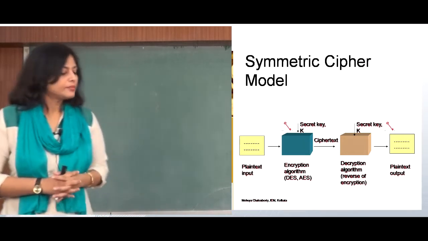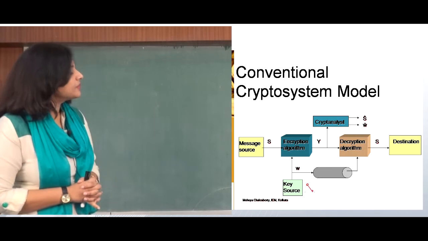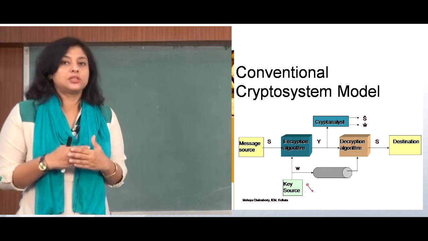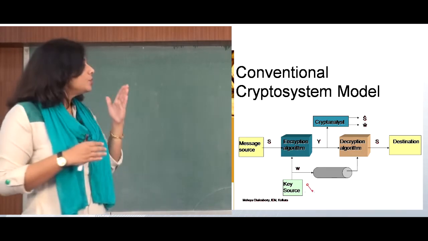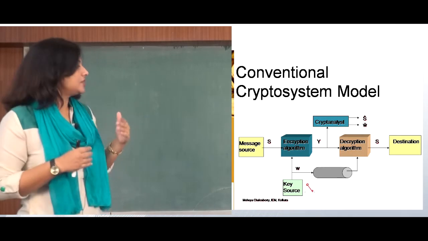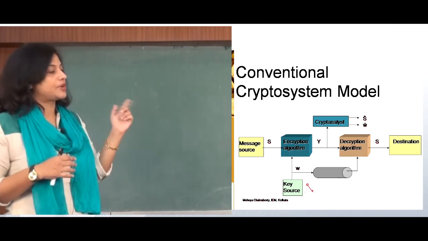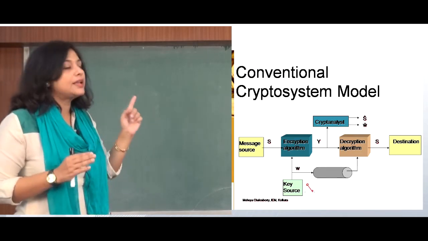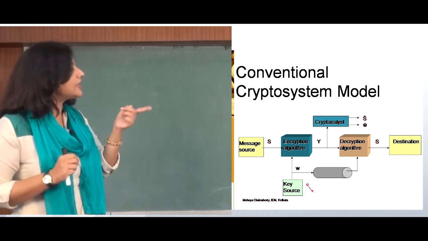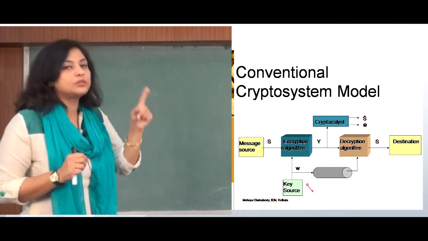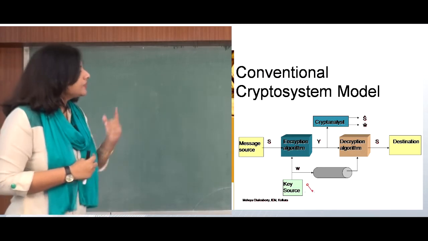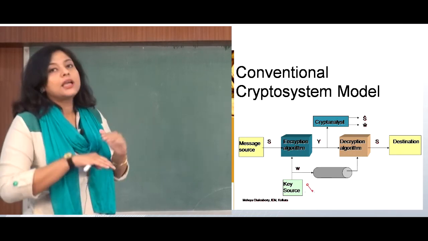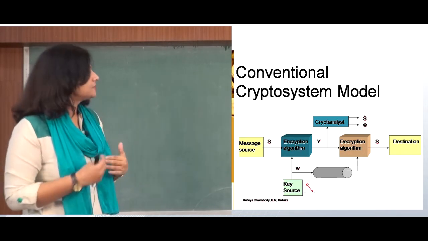Now here this key source, as I said, can be generated by a trusted third party and transmitted to both the source and the destination. Here the key source is generated by a trusted third party. The key is called W over here, and it is secretly transmitted to the source as well as to the decryption algorithm at the receiving end. Now after the encryption algorithm, you will find the letter Y. Y is actually the conversion of plain text to the ciphertext.